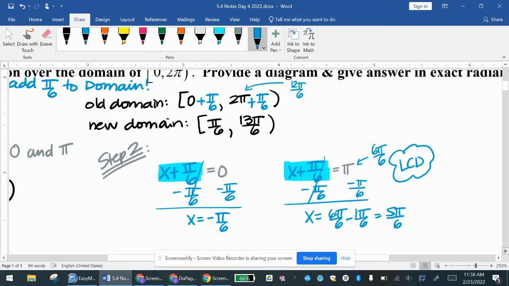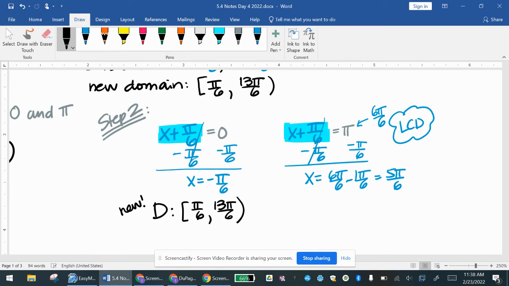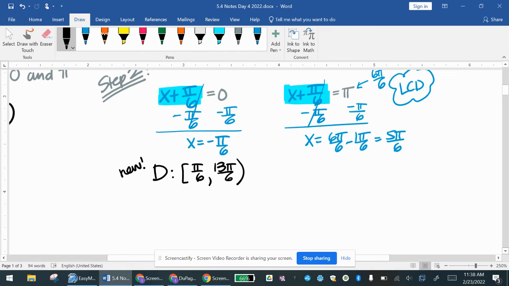The way you finish this problem is as so. In step 2, using your new domain of pi over 6 to 13 pi over 6, you're going to figure out what angles match up with the answers we got. So notice one of the answers we got was negative pi over 6 and 5 pi over 6. So I'm going to go ahead and graph those.